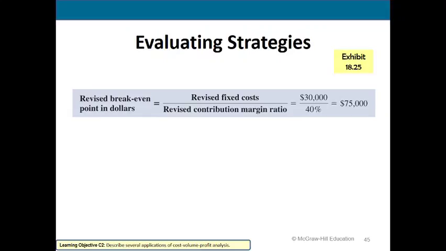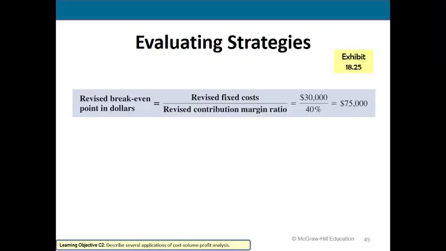So the question, just completing the scenario: Rydell's break-even dollars is currently 80,000. How would the new machine affect Rydell's break-even point in dollars? If Rydell maintains its selling price of $100 per unit, its contribution margin will increase to $40, computed as the sales price of $100 per unit minus the new variable cost of $60 per unit. With this new machine, the revised contribution margin ratio is 40%.